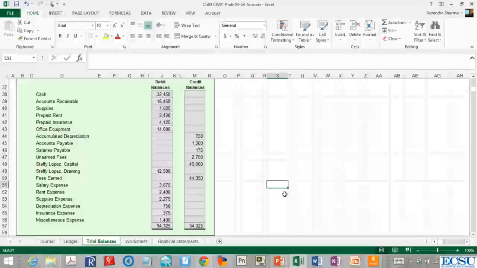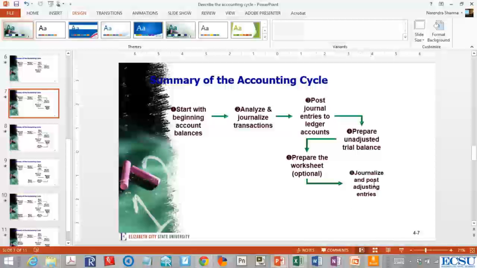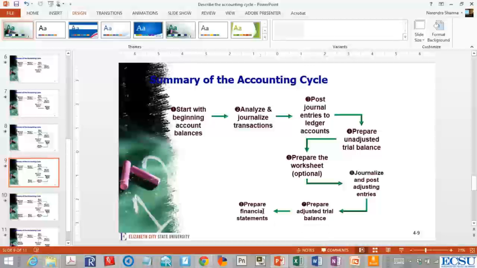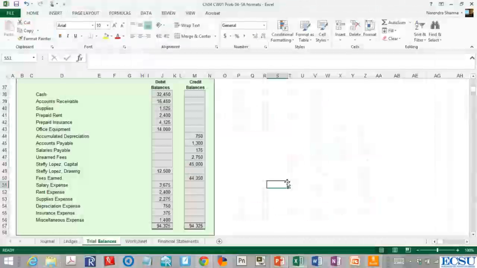Okay, once we have done the trial balance and the worksheet, now we are going to go back and see what is the next step. We have journalized and posted the adjusting entries. Now we prepare the adjusted trial balance, and from the adjusted trial balance or from the worksheet we can prepare the financial statements. So let us go to that step.